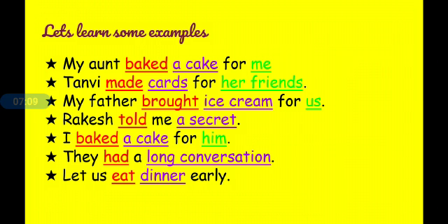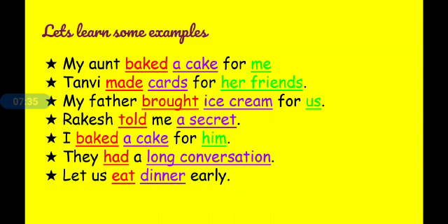My father brought ice cream for us. What is the verb here? Brought. My father is the subject. What did he bring? Ice cream. Ice cream is the direct object because it is receiving the action directly from the subject. For whom? For us. Us is the indirect object.